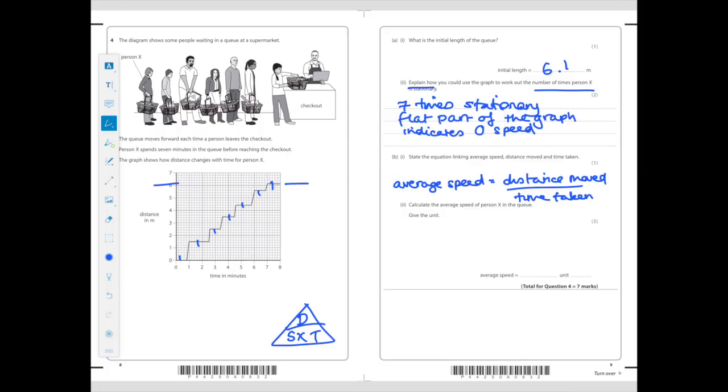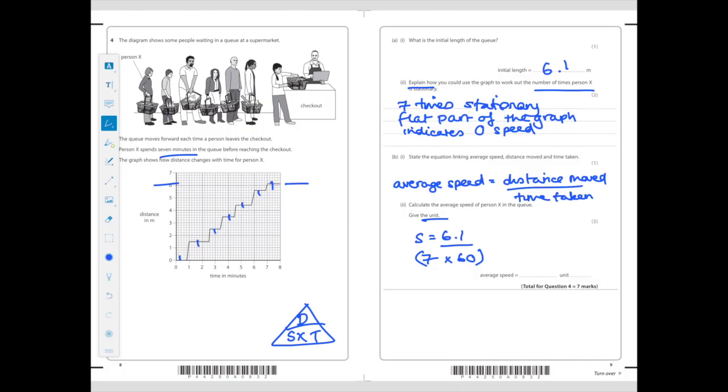Part 2, calculate the average speed of person X in the queue, give the unit, don't forget to give the unit. So the distance moved, we know, is 6.1 meters. The time is 7 minutes. Don't get caught out here. I know the graph looks confusing, but it tells us up here that the person spent 7 minutes in the queue. I'm going to multiply it by 60 because the SI unit for time is seconds. So obviously there are 60 seconds in a minute, hence why I'm timesing it by 60.